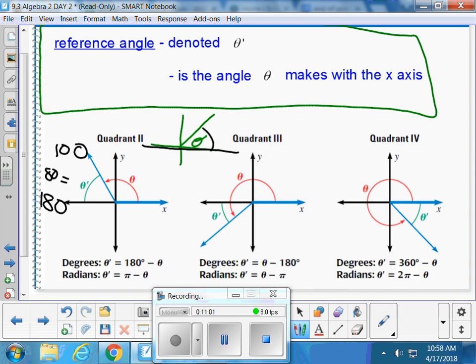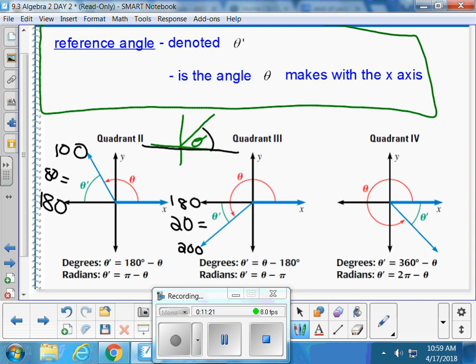So we're playing pretend. Let's pretend this is 200. Your theta is 200. Now theta prime is the angle that your terminal ray is making with your x-axis. So since this is 180 here, my theta prime would be 20. Make sense? Let's try one down here.